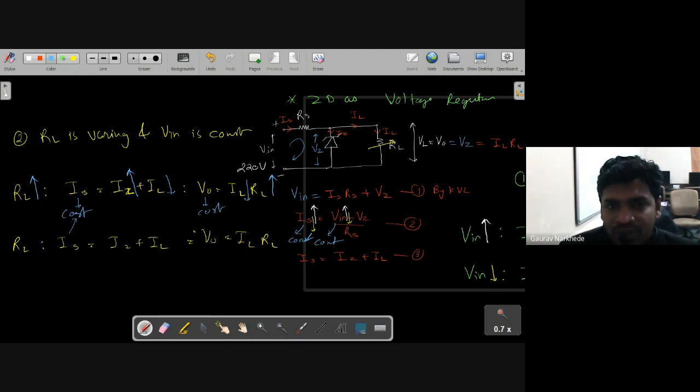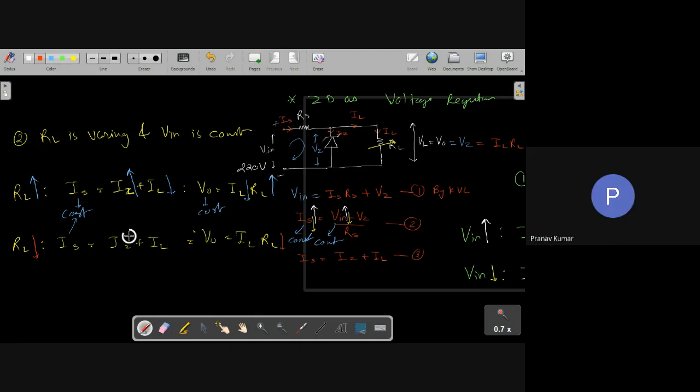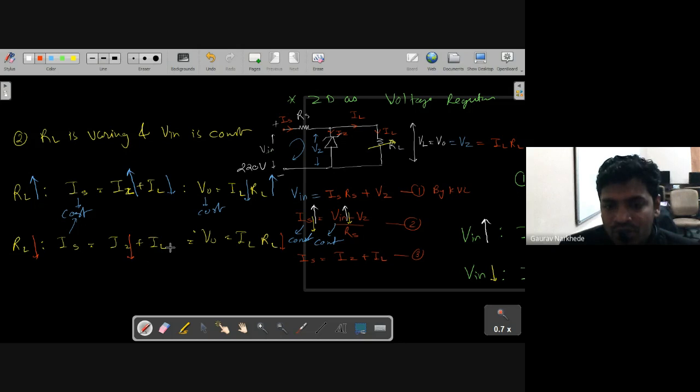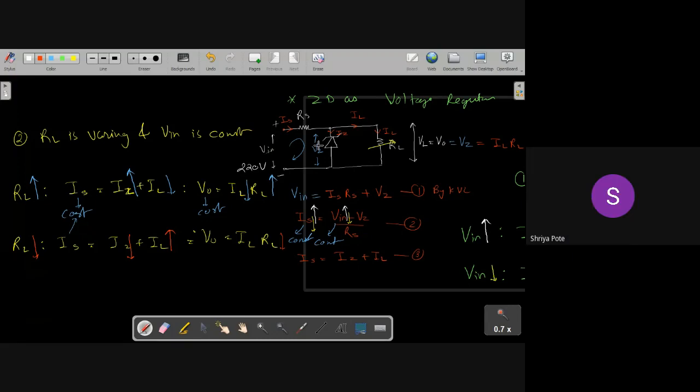Okay, now let us see second case. RL अगर decrease हुआ तो क्या होगा, IL को बढ़ना पड़ेगा, increase होगा। IZ भी decrease होगा, so that IL will increase. मतलब अगर IL कम हुआ तो IL को 20 ampere से ही जाने देगा, IZ 100 ampere से थोड़ा कम हो जाएगा। Getting?